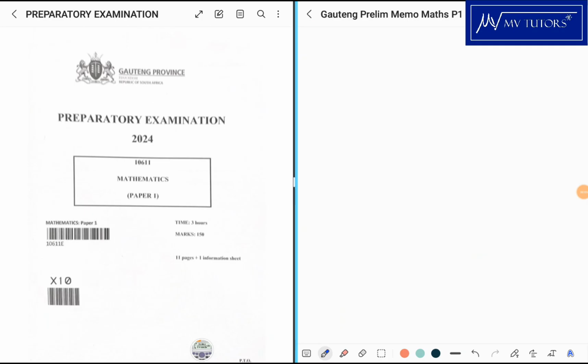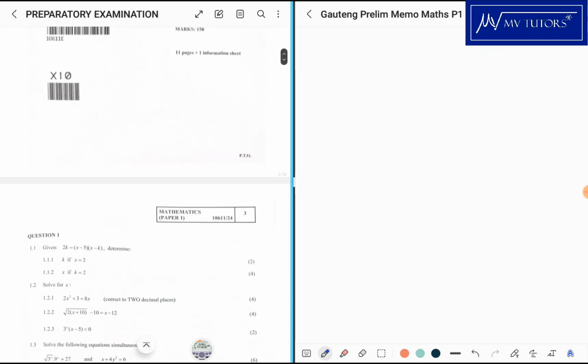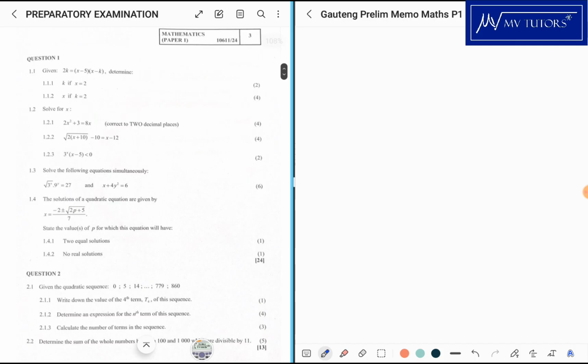I'm Silo and I'll be looking at the Maths Paper 1 Prelim paper written in Gauteng. Okay, so yeah, we have 3 hours, 150 marks. So without wasting any time, let's go to question 1.